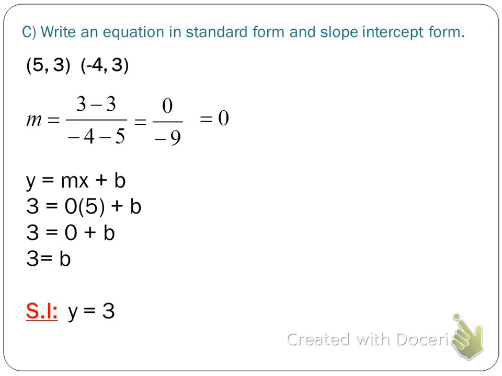This is a horizontal line through the y-axis at 3. Now, can you write that in standard form? You can. It's just the same thing. You should still write standard form, y equals 3. It's just the same thing. You couldn't write it in slope-intercept form, but if you could, would it be the same thing? It is the same thing. Yep.